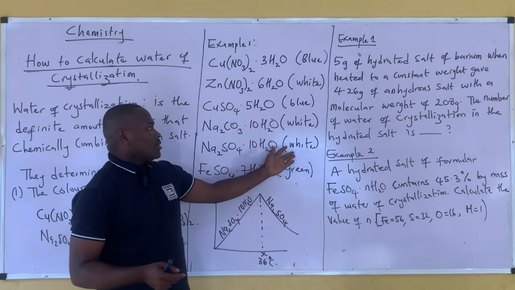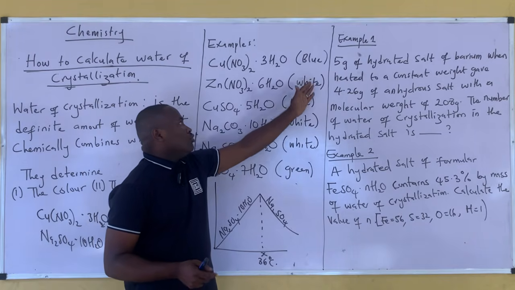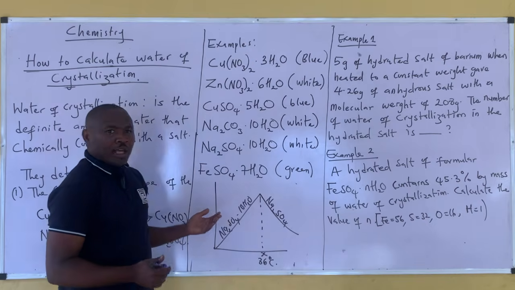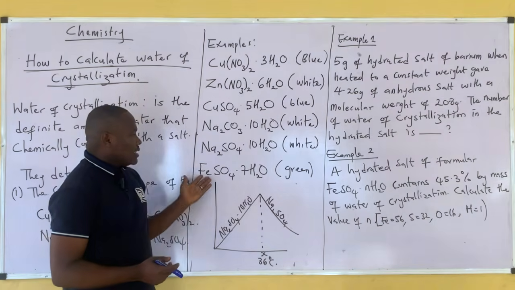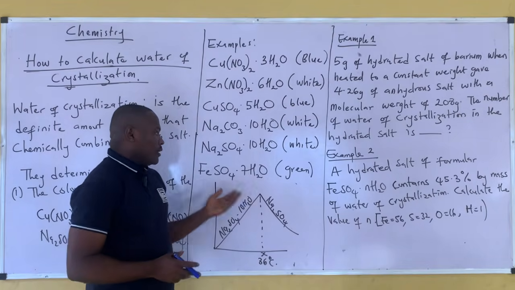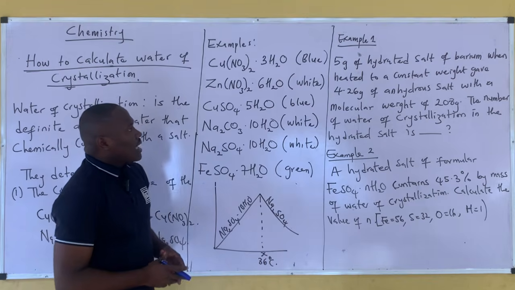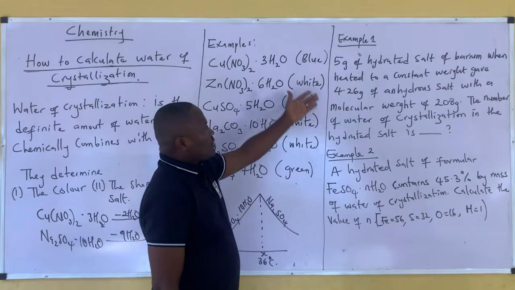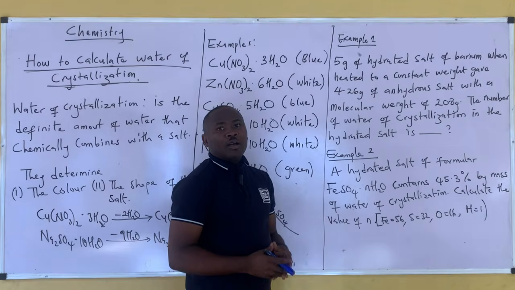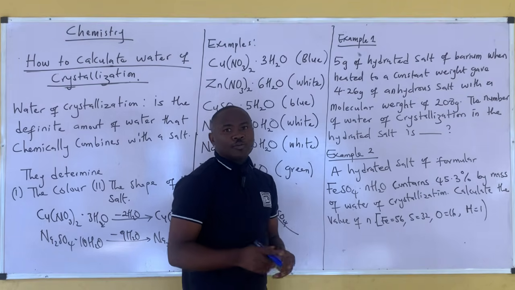Now the colors of these salts are: blue, white, blue, green. And the examination question can ask, what's the name of this salt? It can also be called green vitriol. Now let's look at how these questions can be solved as regards water of crystallization.